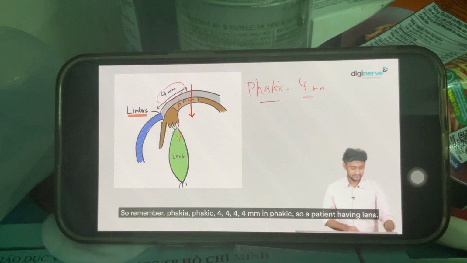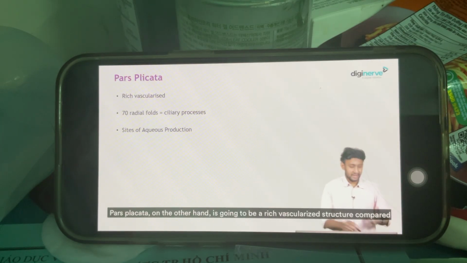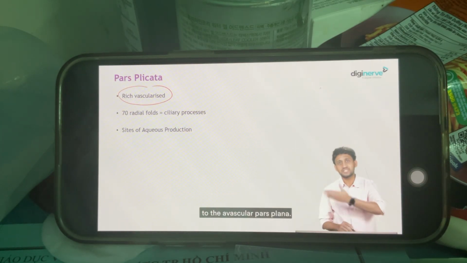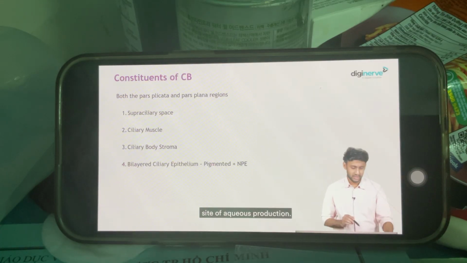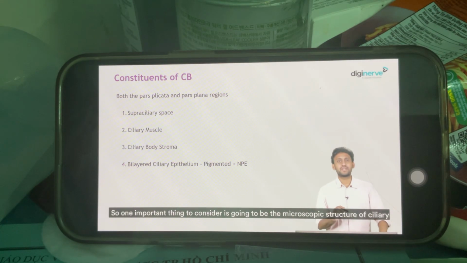So patient having lens. Pars plicata, on the other hand, is going to be a richly vascularized structure compared to the avascular pars plana. There are 70 radial folds, what we call the ciliary processes, hence the major site of aqueous production. So one important thing to consider is going to be the microscopic structure of the ciliary body.